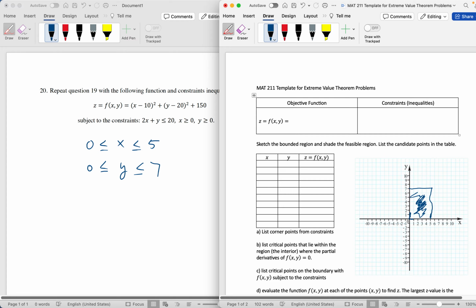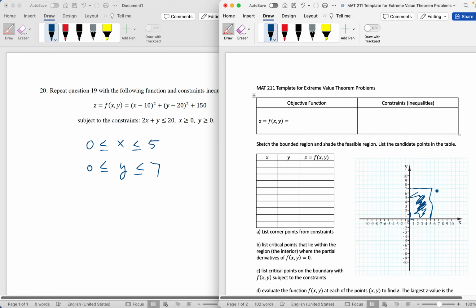And remember, this is the extreme value theorem. We know we're going to have an absolute max and an absolute min. So we're going to have one of each somewhere. That's what the theorem says. So we check the corner points. That's going to be the easiest one to check because they're right there. So I'm going to label those.